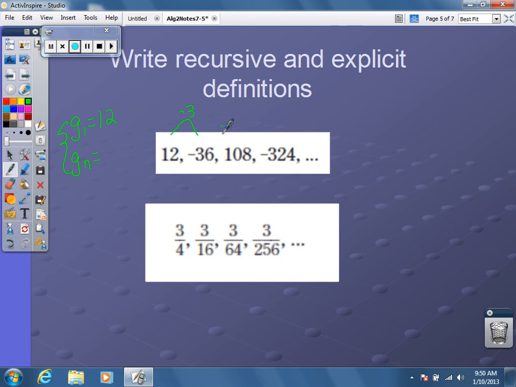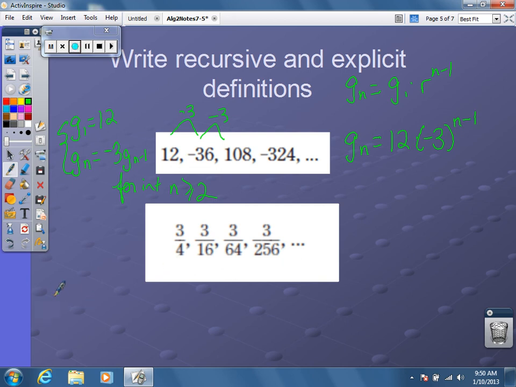Make sure, check on the next one. If I multiply times negative 3, am I getting 108? And the answer is yes. You can put that r in front: g sub n equals negative 3 times g sub n minus 1, for n integers greater than or equal to 2. Okay, explicitly, the formula is g sub n equals g sub 1 times r to the n minus 1. So g sub n equals, what is the first term? 12. What is the ratio? Negative 3. Make sure that's in parentheses, to the n minus 1.